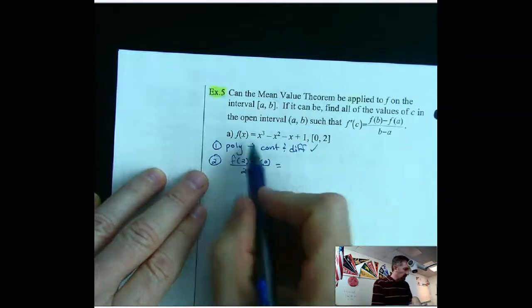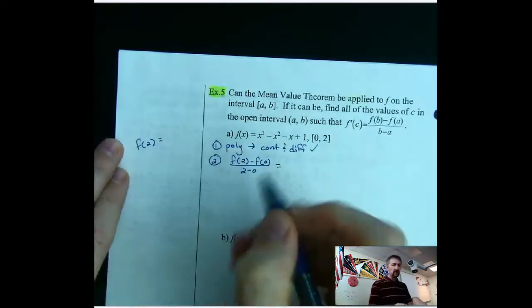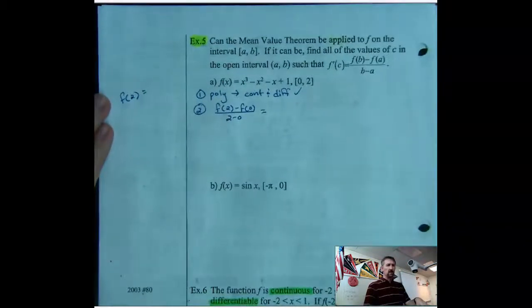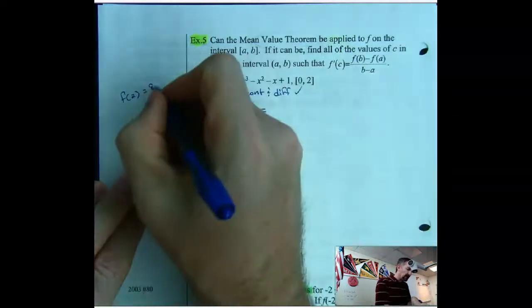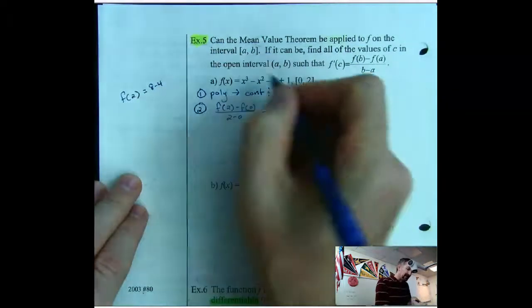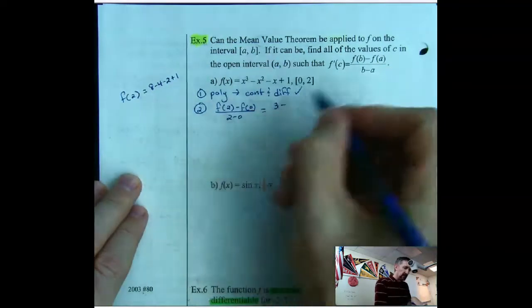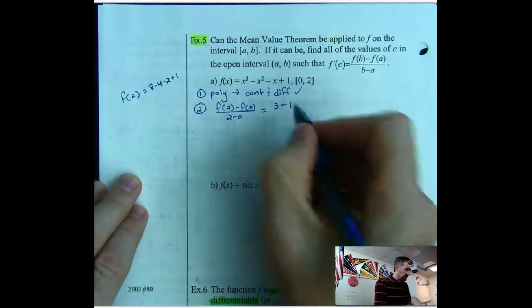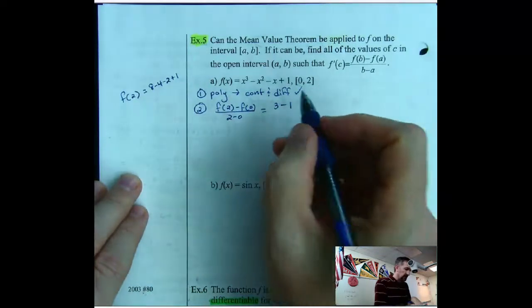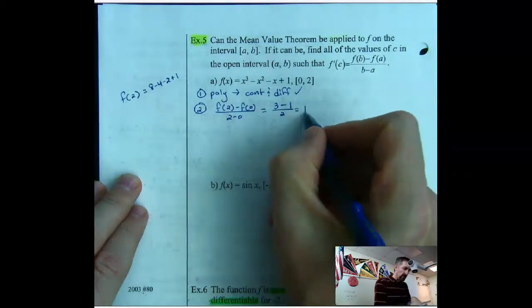So f of 2, do that over here on the side. It's a good idea to write stuff down and see what's going on. So f of 2, that's going to be 8 minus 4 minus 2 plus 1. So that's going to be 3. And f of 0 is probably going to be nice. That's going to be 1. All right. And then that's going to be over 2. 2 over 2 is 1.